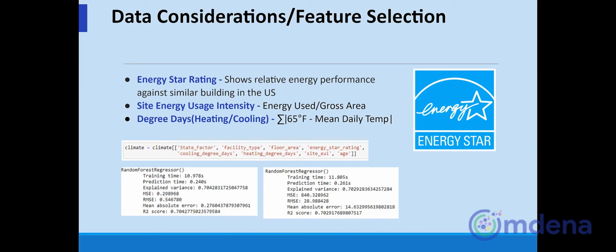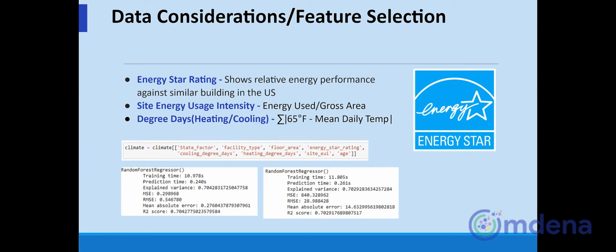Thinking all this, I limited the feature selection down to what I have here: state, facility, floor area, Energy Star rating, cooling and heating degree days, site EUI, which is our target variable, and then age. On some preliminary runs through a random forest regressor, this was the most effective. I was able to get a root mean squared error of 0.54 using a scaled version of the site EUI, similar to what Rich did, or 28.9 for the non-scaled version of the actual target variable.